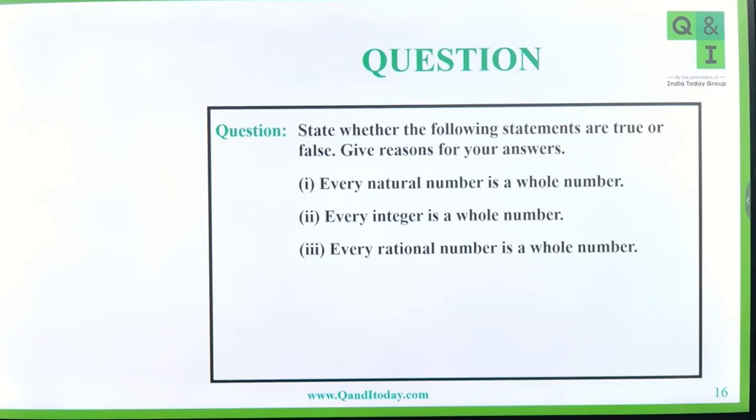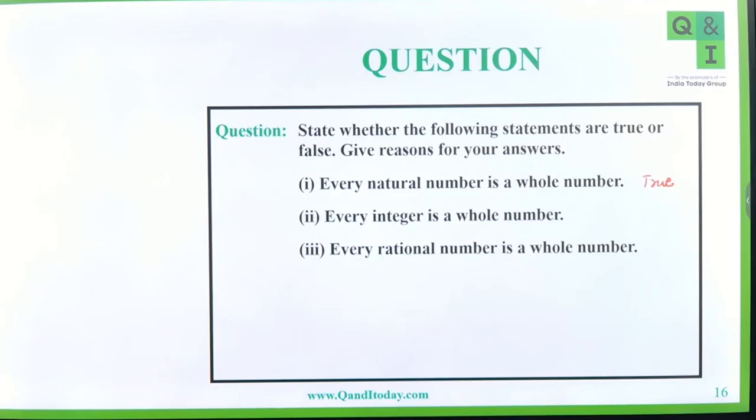Now, the next question is, state whether the following statements are true or false. Give reasons for your answers. Every natural number is a whole number. Is it true or false? Yes, it is true, because all natural numbers are whole numbers. Natural numbers are a subset of whole numbers, as we have just seen in the number system.